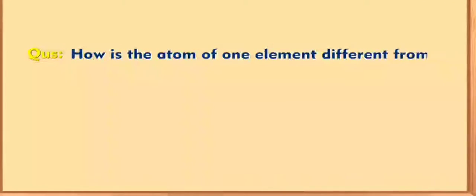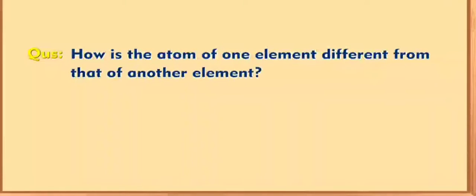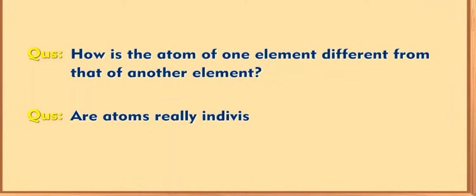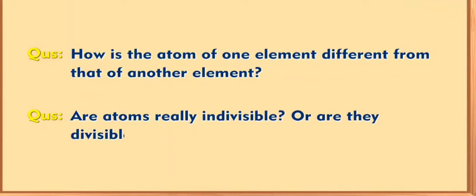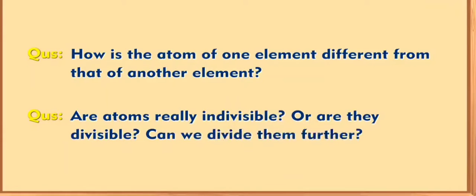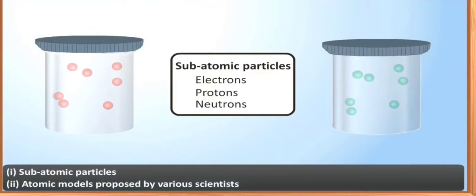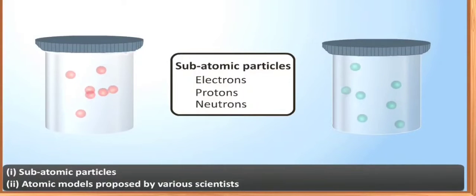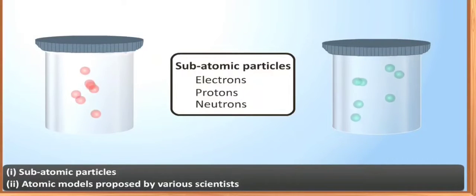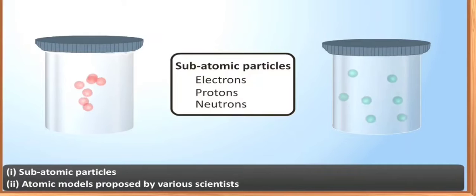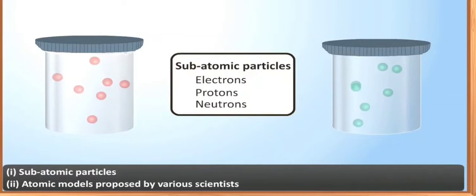First, how is the atom of one element different from that of another element? Second, are atoms really indivisible? Or are they divisible? Can we divide them further? We shall find the answers to all these questions in this chapter. In this chapter, we shall study the subatomic particles and the various atomic models that have been proposed to explain the structure of the atom.